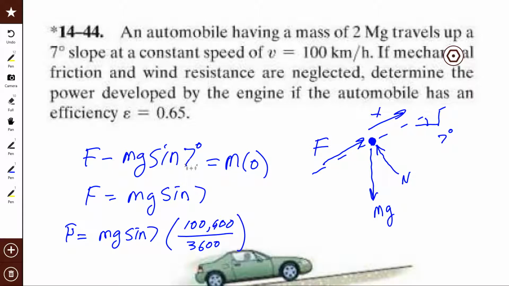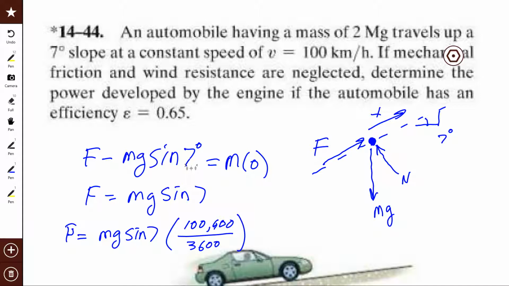Huh? Where's the dot product? Okay, which way is the force? Straight up the incline. Which way is the velocity? Straight up the incline. What's the angle between those two? 0 degrees. What's the cosine of 0? 1. So it's the magnitude of the force, times the magnitude of the velocity, times the cosine of the angle between them, which is 1. Good point. Keep me honest.